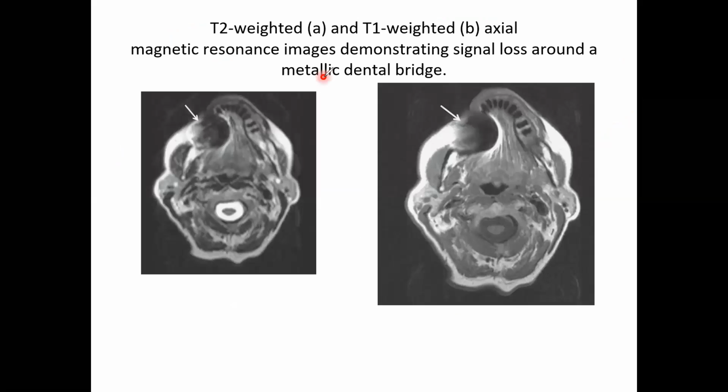So as you could see, T2 weighted and T1 weighted. A is the T2 weighted image and B is the T1 weighted image. As you could see here, demonstrating signal loss around a metallic dental bridge. So this is T2 weighted and this is T1 weighted.